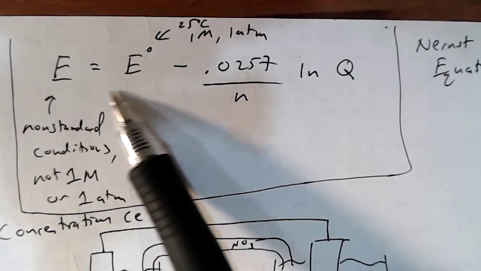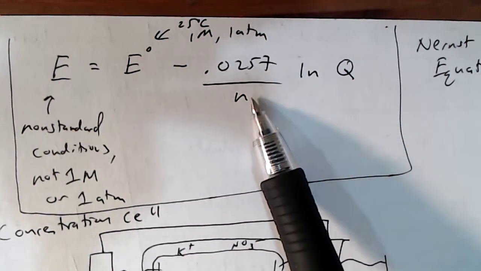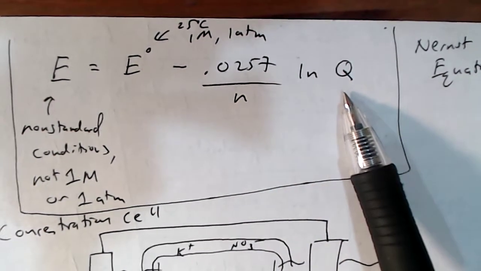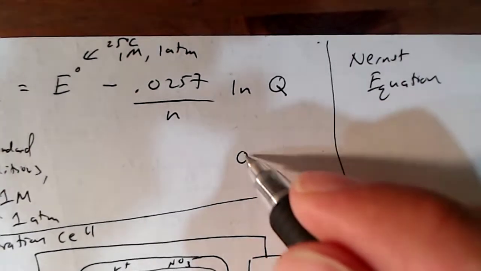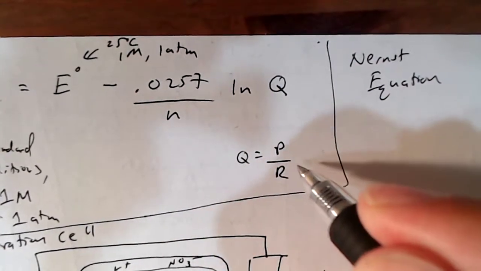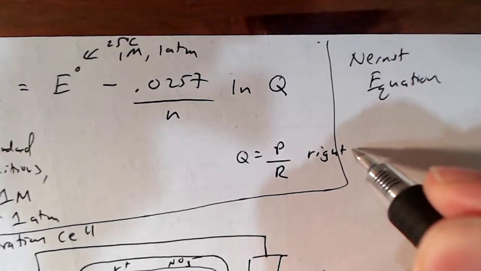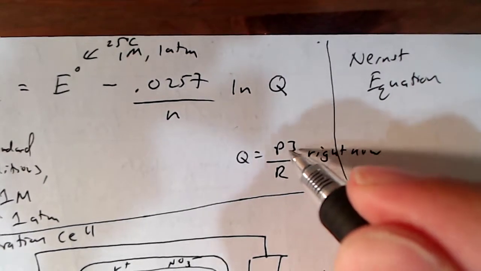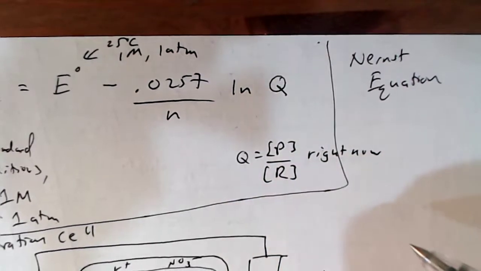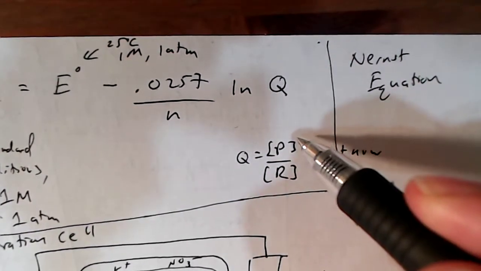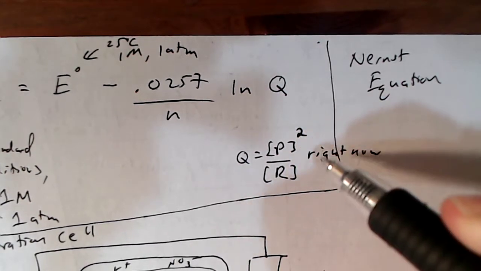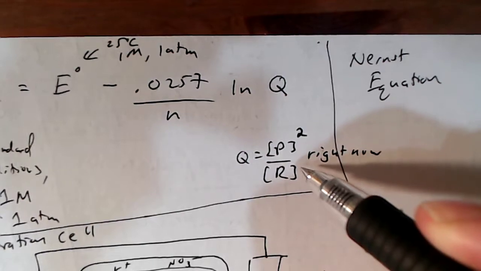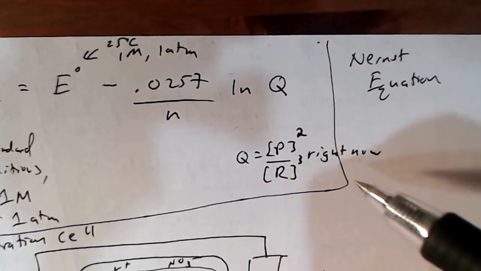So, E is going to be equal to E standard minus 0.0257 over n times ln of Q. So what is Q? That's the reaction quotient. We learned it back in about February. Q is equal to the concentrations of products over reactants. And of course it has coefficients. So let's say that there were 2 products formed, then you would have squared. And then let's say there were 3 reactants needed, then you would have cubed, etc.